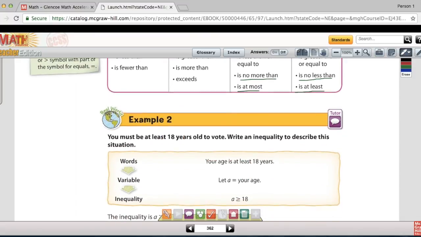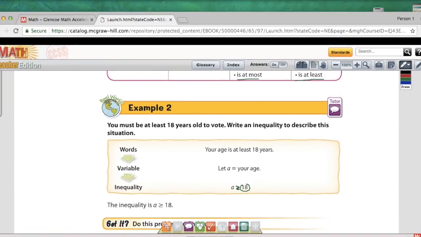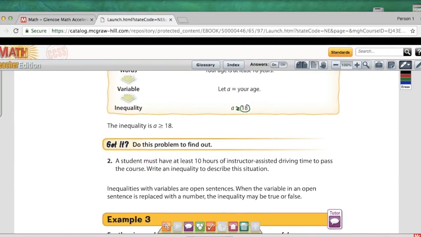For example 2, your age is at least 18 years. This means you're at least 18, but you could be older. So it's A is greater than or equal to 18. I'm going to turn my answers off here and look at example 2, the got it section.